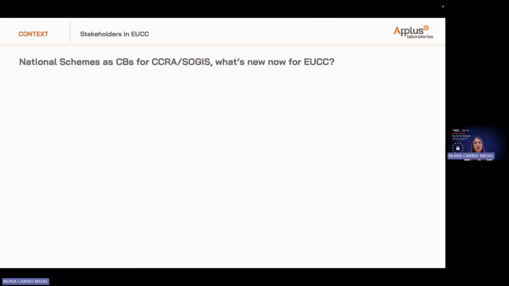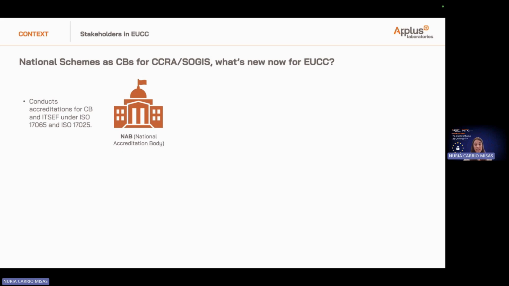So we are going to see now what are the stakeholders in the EUCC scheme, okay? We had this stakeholder already. So the National Accreditation Body is the entity that conducts the accreditation for the CVs and ITSEFs under ISO 17065 and ISO 17025. Additionally, some extra requirements from the EUCC are also an input for the accreditation of the other entities like ITSEFs and CVs. But let's say that we had this entity already before, so this is not really a change.